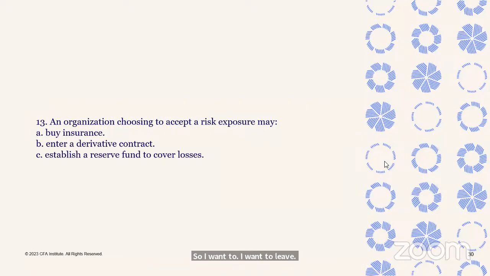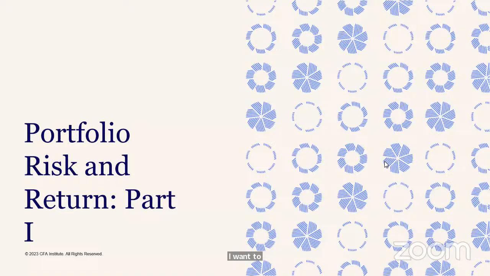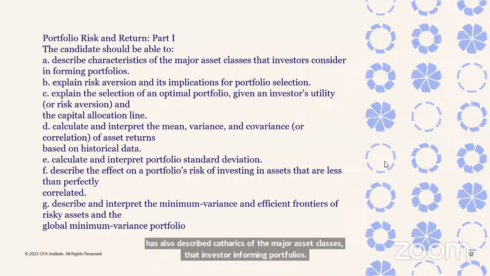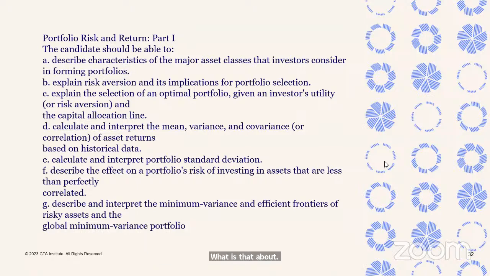So I'm going to leave risk totally, so we can quickly go into it. We have 30 more minutes, so we can do portfolio risk and return part 1 and 2, and then we call it a day. All right. They say to also describe characteristics of the major asset classes that investors consider in forming portfolios. We already talked about assets, stocks and equity. Those are major characteristics which you should know. We will talk more on equities and fixed income later, so I'm going to leave that.